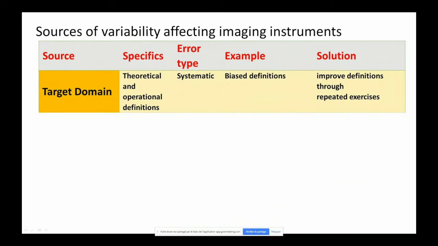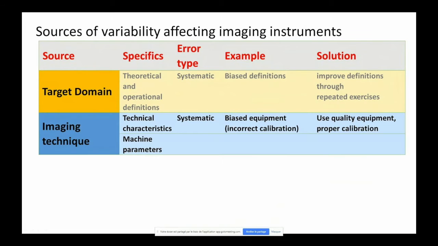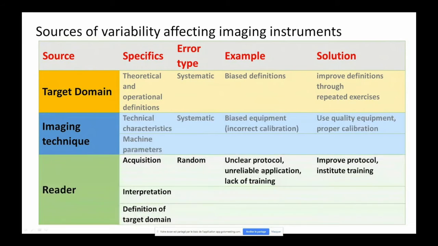the definition, to improve the definition through repeated exercise. For example, Delphi rounds in order to agree on the way in which we define the target domain. For example, for the imaging techniques, an example of error can be bias, the incorrect calibration of the machine. So the solution is to be sure that the calibration is made properly and the quality of the equipment is adequate for the purpose.